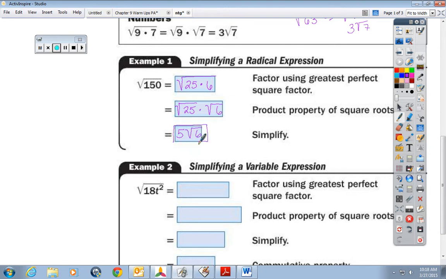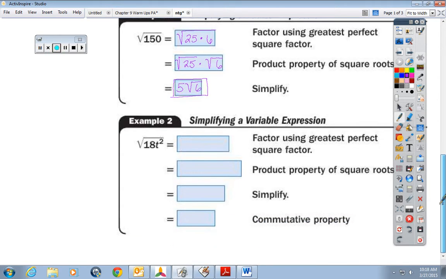Yes? So we're not finding the exact answer. No, we're not finding the exact answer. So it's just the simplified answer. Now, what's the difference between example 2 and example 1? We have a variable, okay?